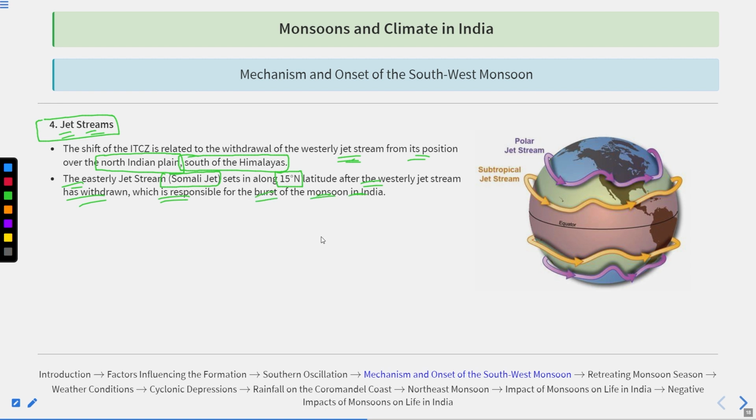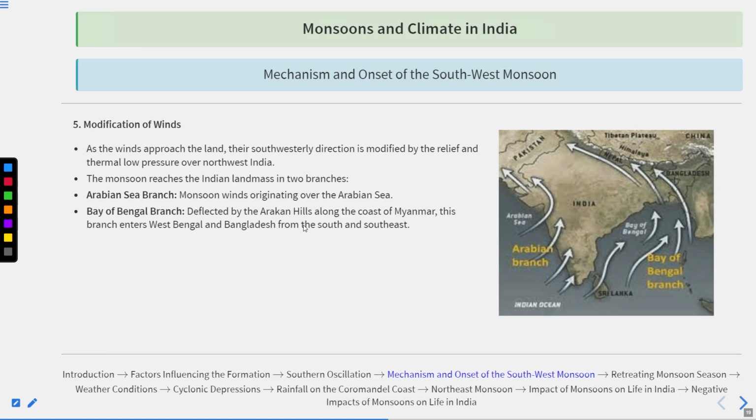Why? Because the westerly jet streams that withdrew and the easterly jet streams, the Somali jet, both of them converged and combined. And because of this, it creates the total burst of the monsoon in India over the Indian plains and the territory of India and causes huge rainfall.